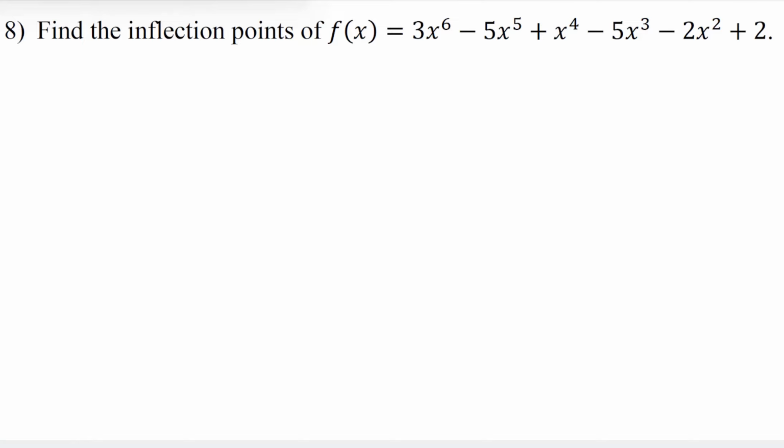All right, 8. These are the inflection points. So we're looking at the second derivative. I do not need to know the concavity intervals. I'm just looking for the inflection points. So all I need to know is where they are, so the x values. So we're going to do the second derivative of this and then set it equal to 0.